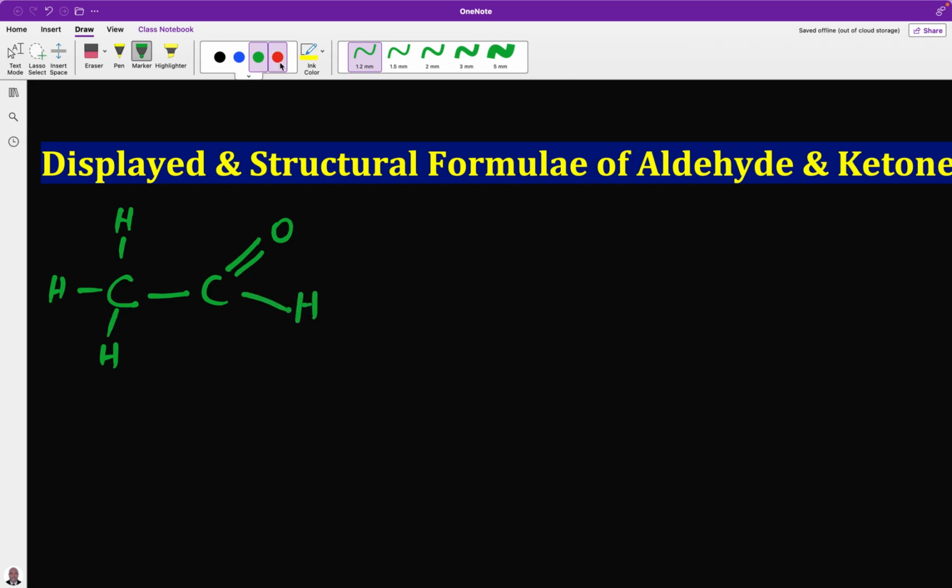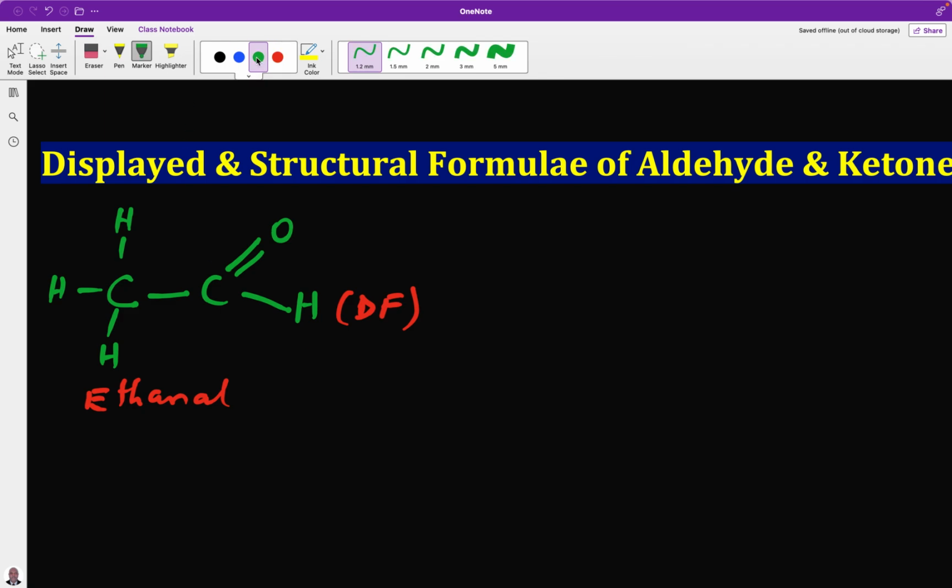That is ethanol. And its structural formula is, this is the displayed formula. This is displayed formula, DF, displayed formula. That is the displayed formula.